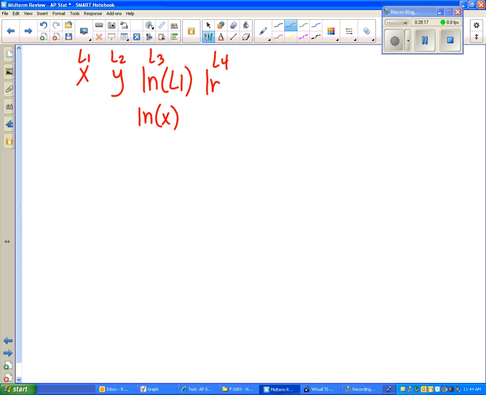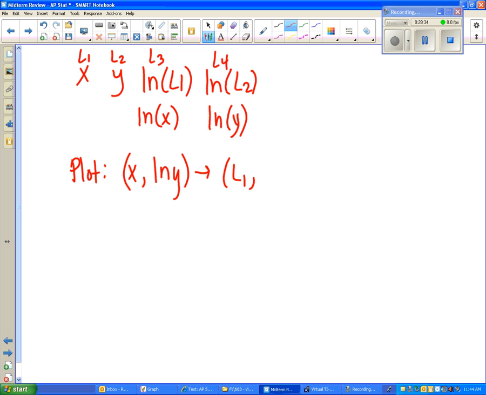And in list 4 you'd want to take the natural log of list 2, and that would give you your log of Y. And then what you'd want to do is plot and look at the graphs. So if you plot, for example, X versus the natural log of Y, that would be the same as list 1 versus list 4. If that's linear, then you're going to use exponential regression on the original data, on X versus Y.